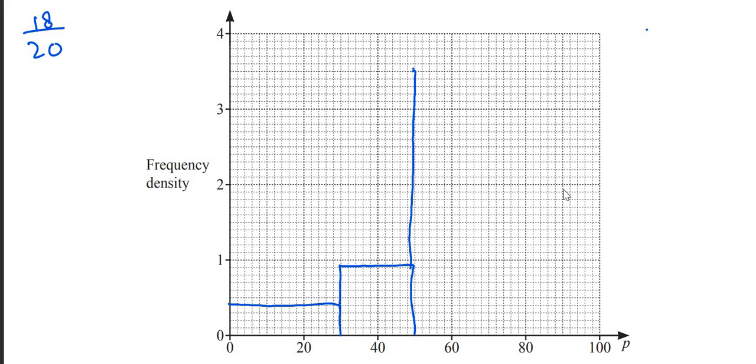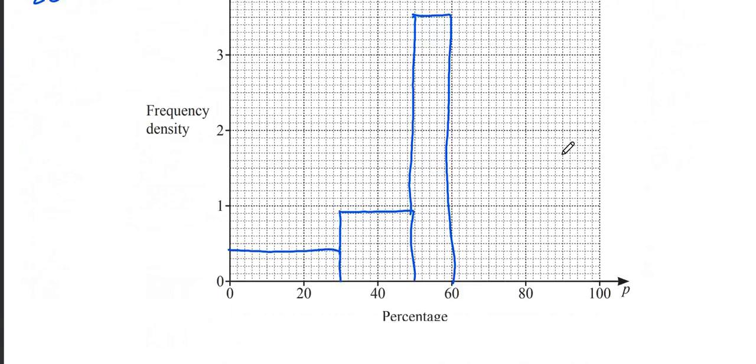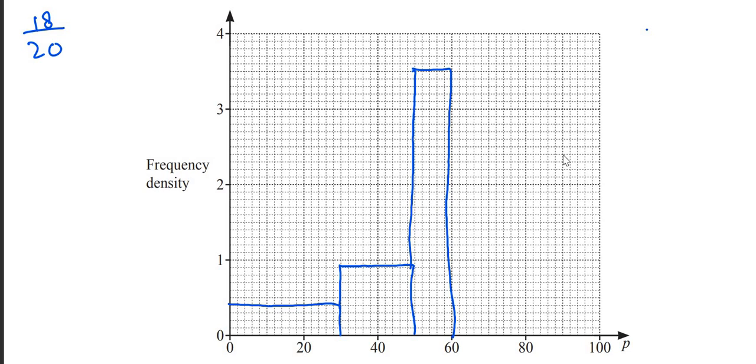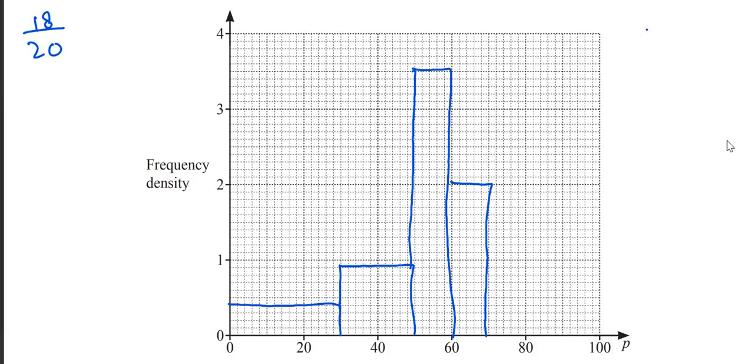From 50 to 60, we have 3.5. Then from 60 to 70, we have 2. And then from 70 to 100, we have 0.5, and that's how we make a histogram.